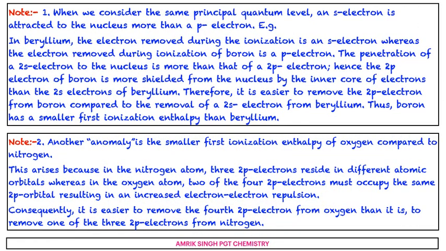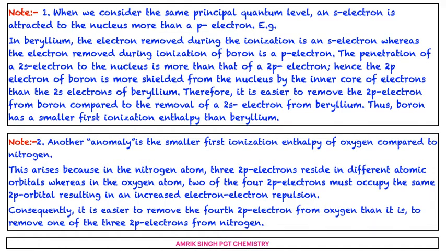Note number one: when we consider the same principal quantum level, an s electron is attracted to the nucleus more than a p electron. We have some exceptions. We are discussing exception number one. For example, beryllium atomic number is 4 and boron atomic number is 5. As we go left to right, ionization energy should increase. If we move from 4 to 5, ionization energy should increase, but it is not happening. The ionization energy of boron is less than beryllium, atomic number 4.